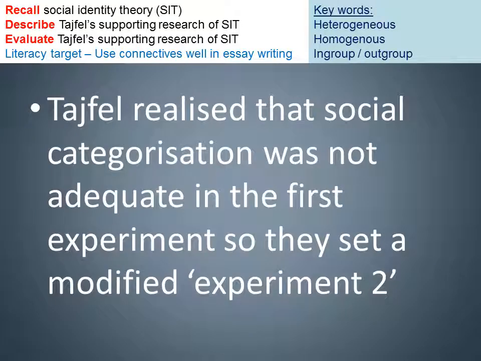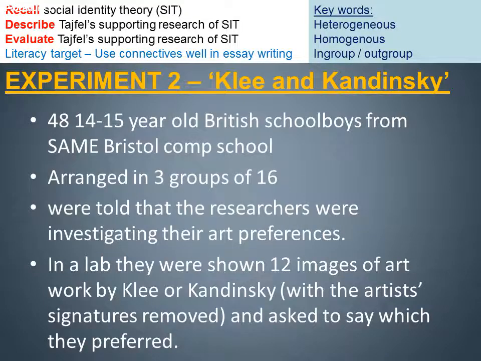Tajfel realised that social categorisation was not adequate in the first experiment, so he actually did an experiment number 2. Experiment 2 is called Klee and Kandinsky. Now this is one of the more famous experiments that Tajfel did. Now again, he took British schoolboys from the same Bristol Comprehensive School, and they were 14 to 15-year-old boys.